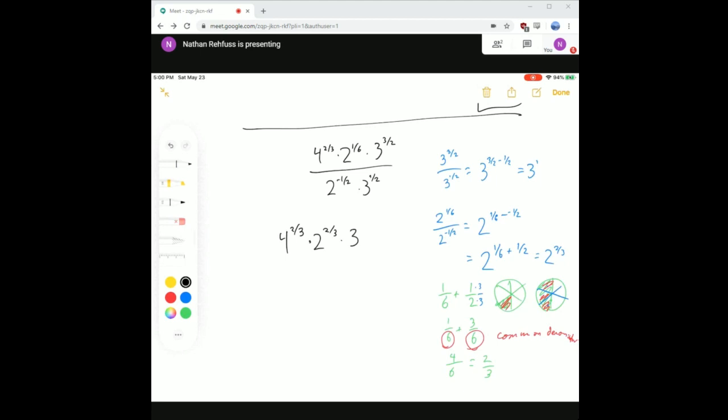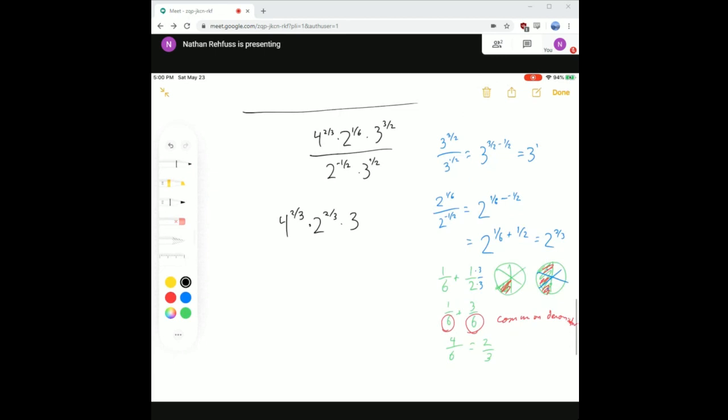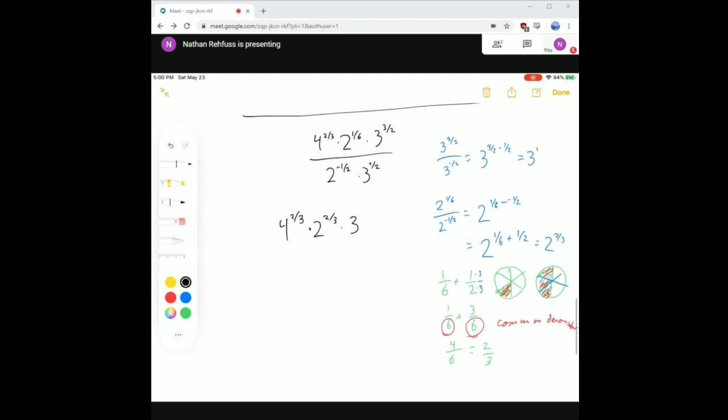Now, if you're feeling prosaic, you might think that's as far as we can go, but I'm feeling adventurous, and I noticed something special about 4 and 2. 4 is 2 squared. I'm going to take advantage of that. Look at this. 4 is 2 squared, right? So if I wrote 4 to the 2/3, that's the same as 2 squared to the 2/3.